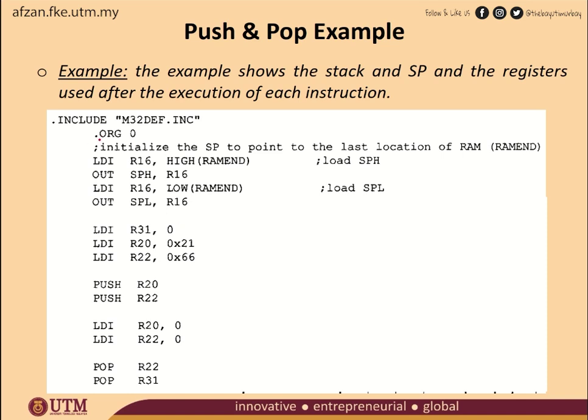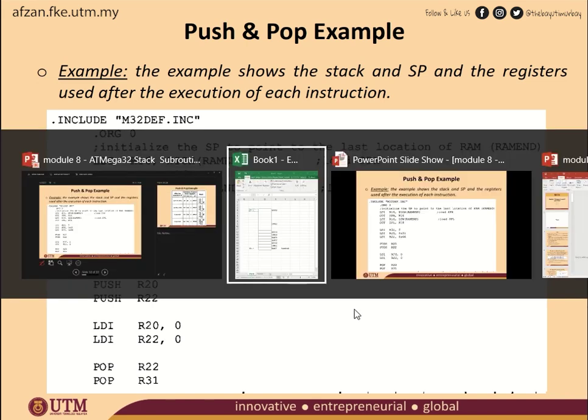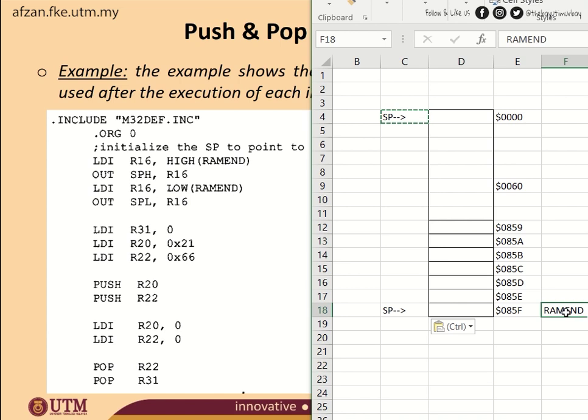Okay, you can use .org with 0 or any number here. This is the start of your program memory where you want to put your program. Right, ldi R16, high RAMEND, out SPH, R16. What is RAMEND? Let's recall. So this is your RAMEND.